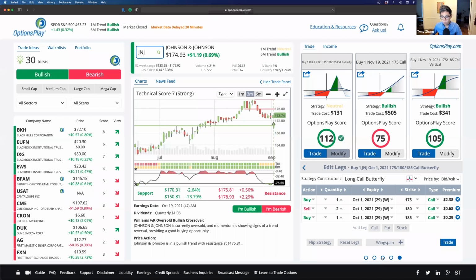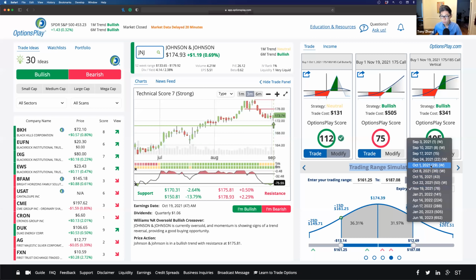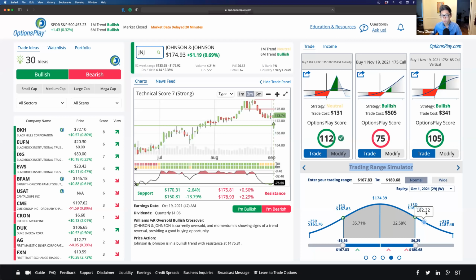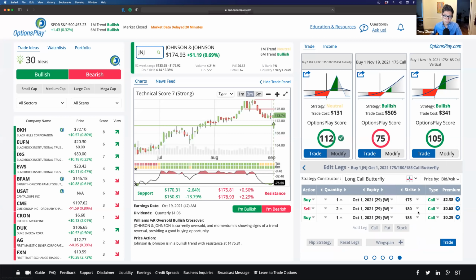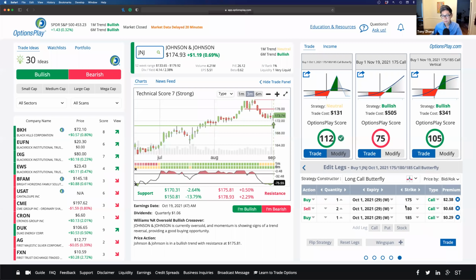And again, what we do here is we use the trading range simulator to look at, for the October 1st expiration, what is the 1 standard deviation move? As you can see, the October 1st 1 standard deviation move is around $180.68. That's why we are choosing to sell the 180 strike price on the call butterfly. Now, in this particular case, we don't really have a lot of choice, right? As you can see, the strike prices are $5 apart. I can buy the 175s, I can sell the 180s, and I can buy the 185s.